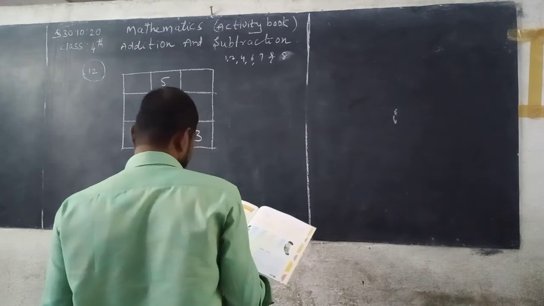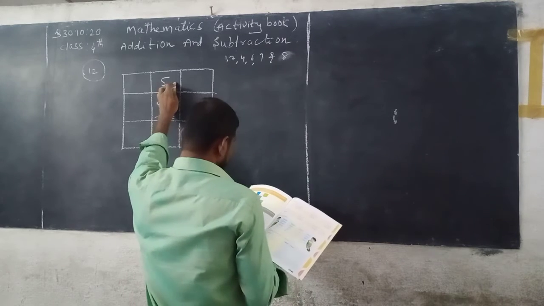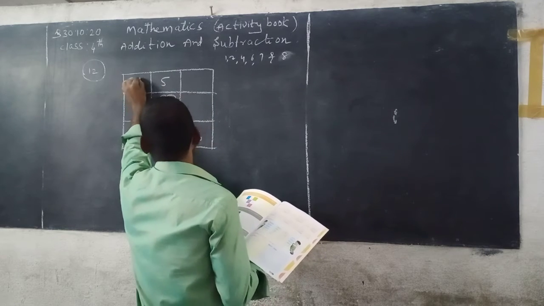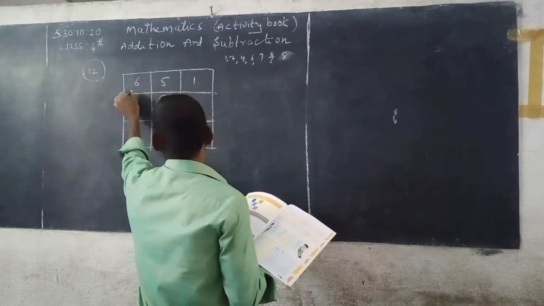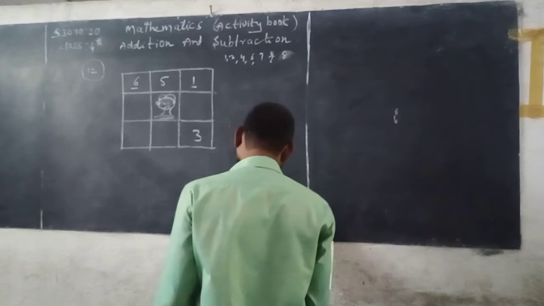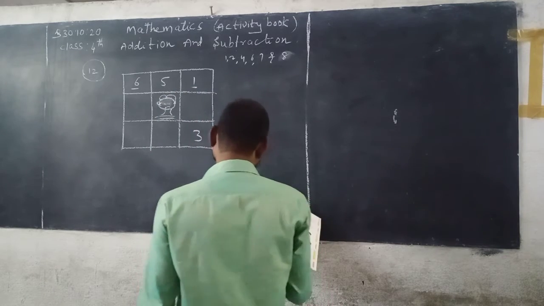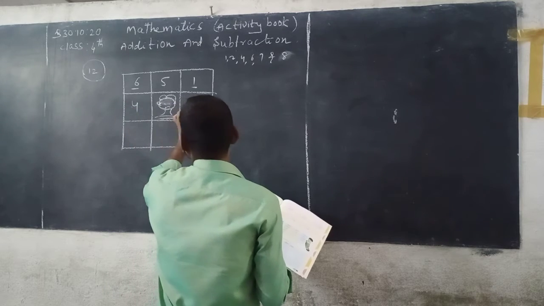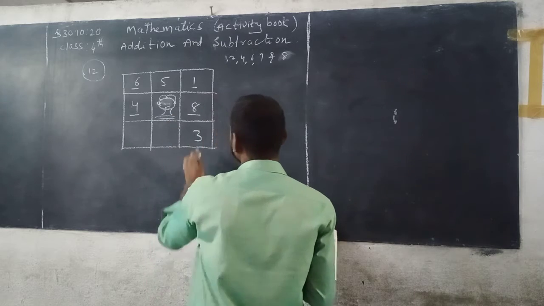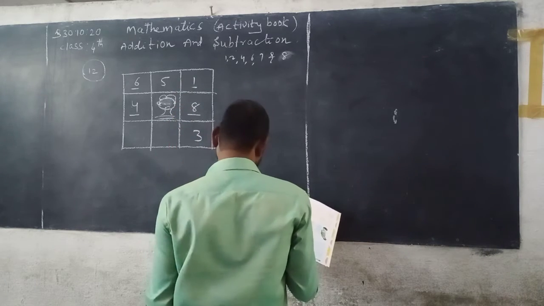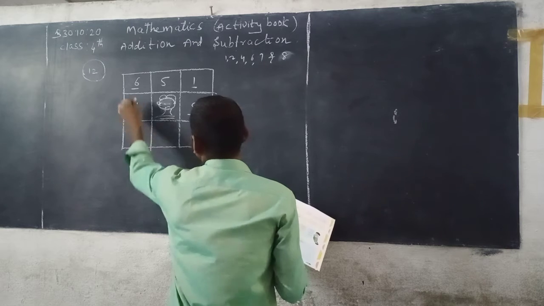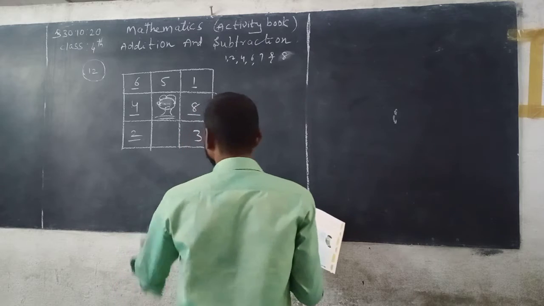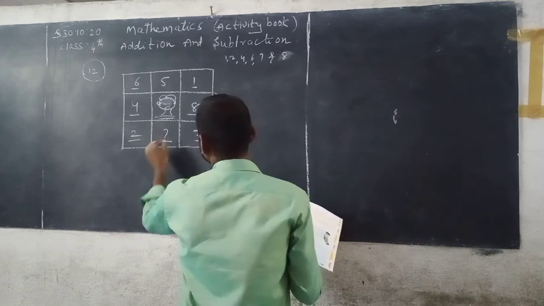See here, 5, only 3. Here 5, 6. 5 plus 6, 11 plus 1, 12. Next, here 4, here 8. 4 plus 8, 12. Next, 1 plus 8, 9 plus 3, 12. Next, 6 plus 4, 10, 10 plus 2, 12. Next, 2 plus 3, 5, 5 plus 7, 12.